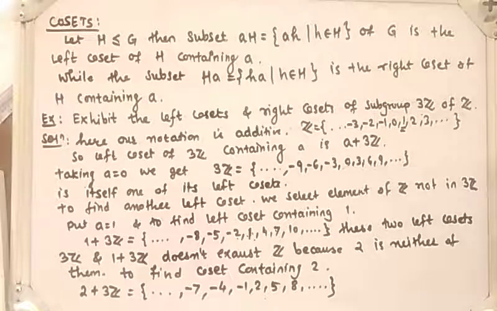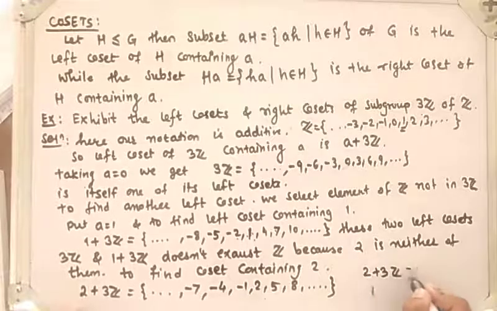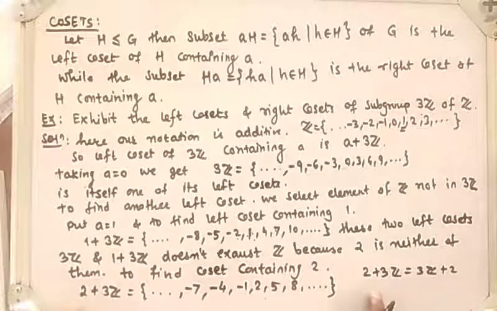hence they constitute the partition of Z into left cosets of 3Z. Since Z is abelian, the left coset a plus 3Z and the right coset 3Z plus a are the same, because here 2 plus 3Z is the same as 3Z plus 2. So left coset and right coset will be the same whenever G is an abelian group, right?